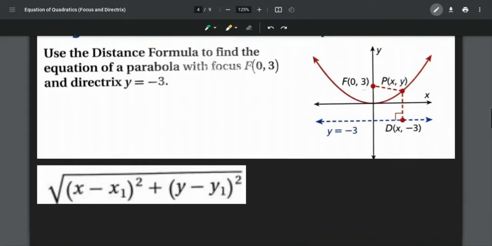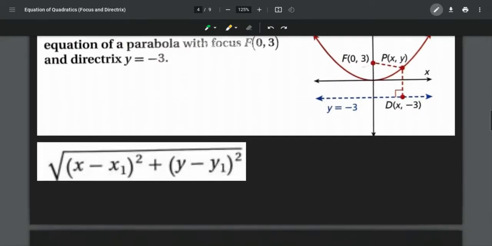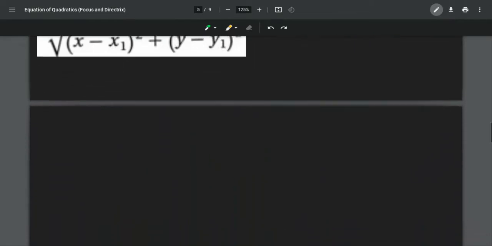So remember, F, the focus, is at 0,3, and the directrix is y equals -3. So let's get it started. So here's what it said, or by definition, right? By definition, PF, which will be from the point to the focus, will be just as long as from the point to the directrix. That's the idea.